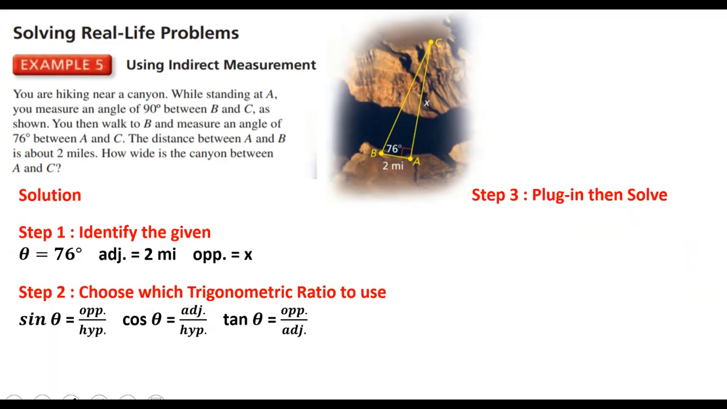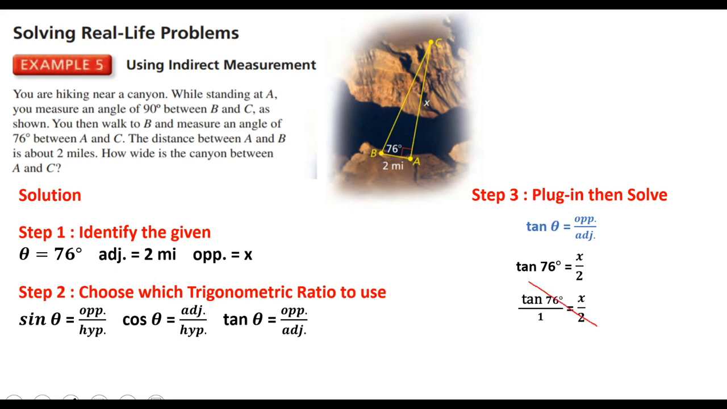So that will be step 3. Step 3 now will be to plug in the givens. Our theta is 76 degrees, so you substitute your theta with 76 degrees. Your opposite is the missing distance, which is x. And then your adjacent side is 2, which is 2 miles. Express both sides as ratios, so we can apply cross product. When you say cross product, we multiply those two.